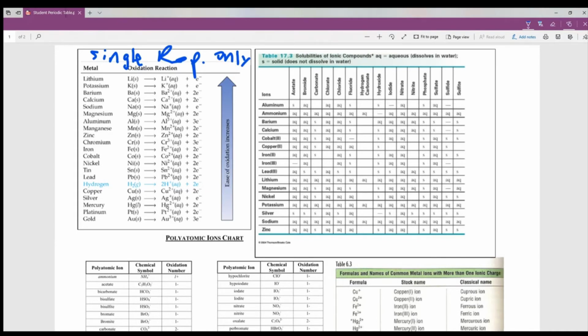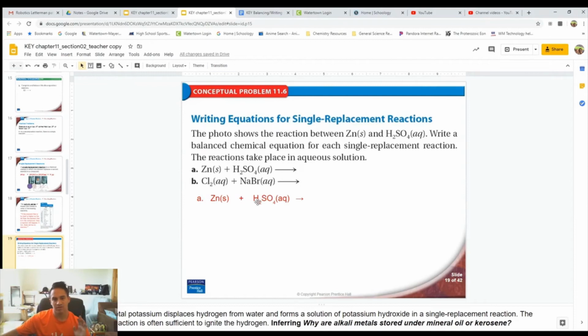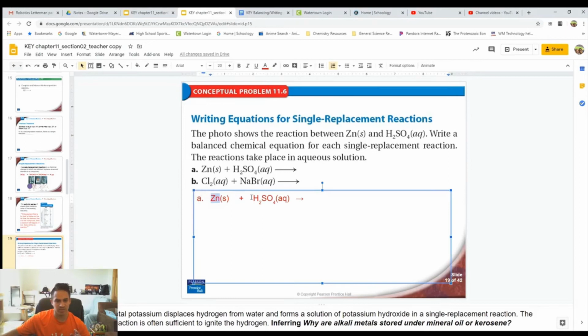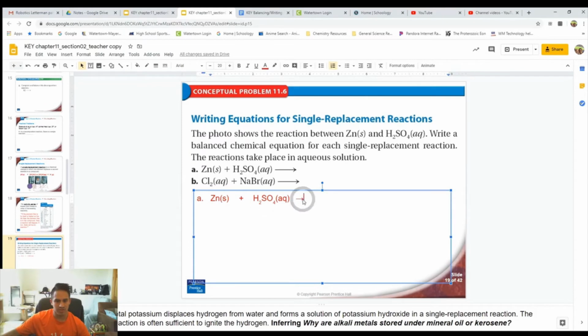So let's look back at our slides here, and let's take a look at this problem again. So we have zinc reacting with H2SO4. If this is single replacement, which it looks like, zinc would replace the hydrogen. Let's check on the activity series. Is zinc higher on the list than hydrogen? Yes. All right, so this reaction is going to happen, which means that in our products, we will have hydrogen by itself, and it is diatomic, so it's H2, and hydrogen is a gas at room temperature, so I'm going to write g to show it's a gas, plus zinc sulfate.